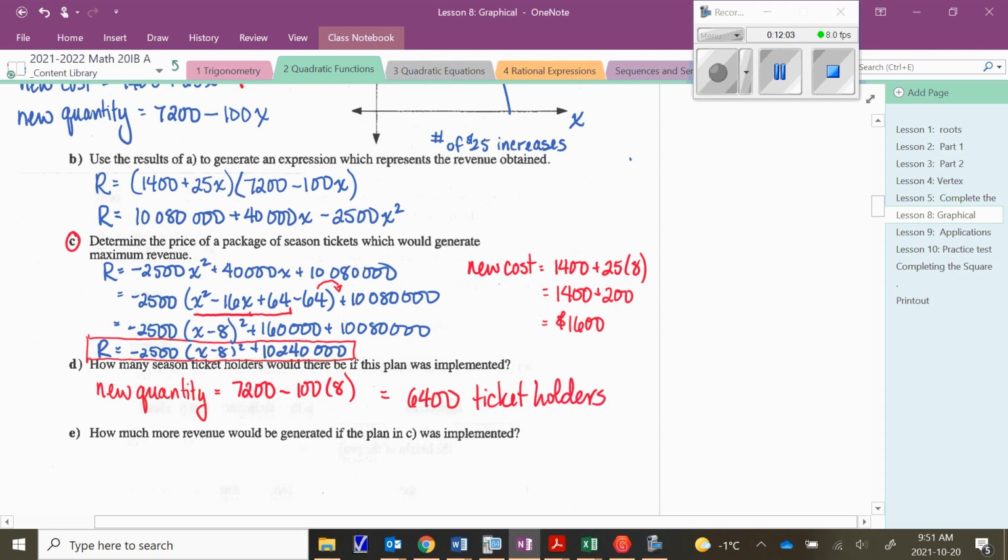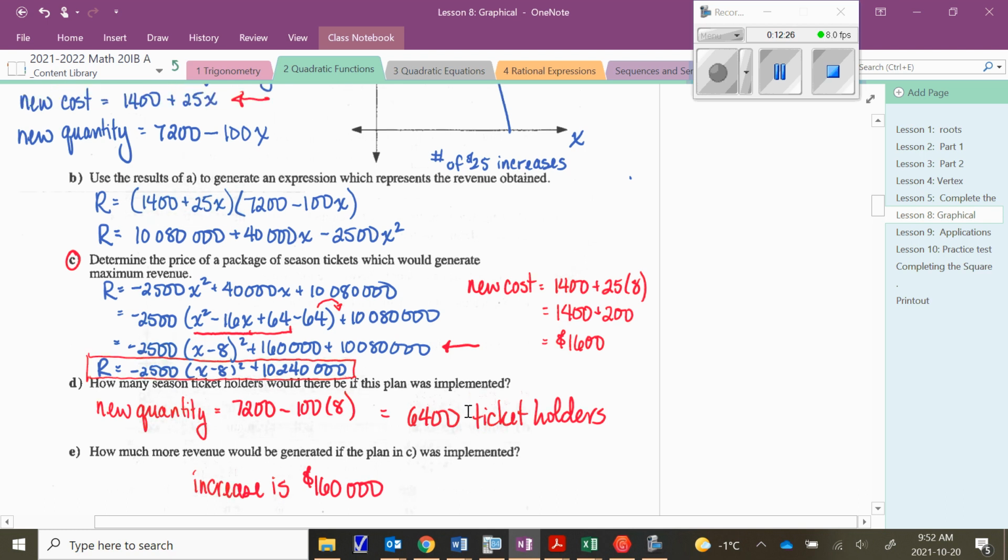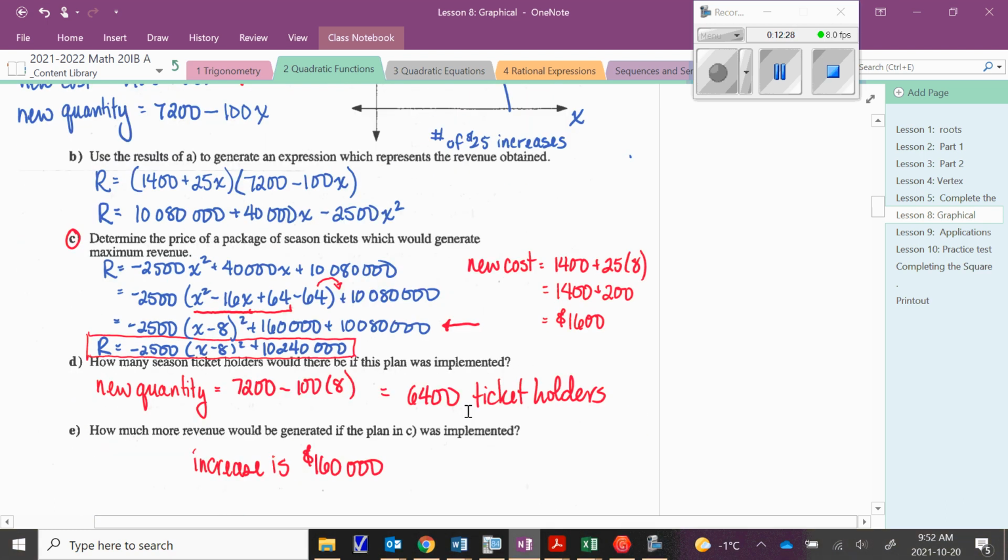Okay, and how much more revenue are we generating? And you can see that happening in this line of our completing the square, and that is we're gaining 160,000. So the increase is 160,000.